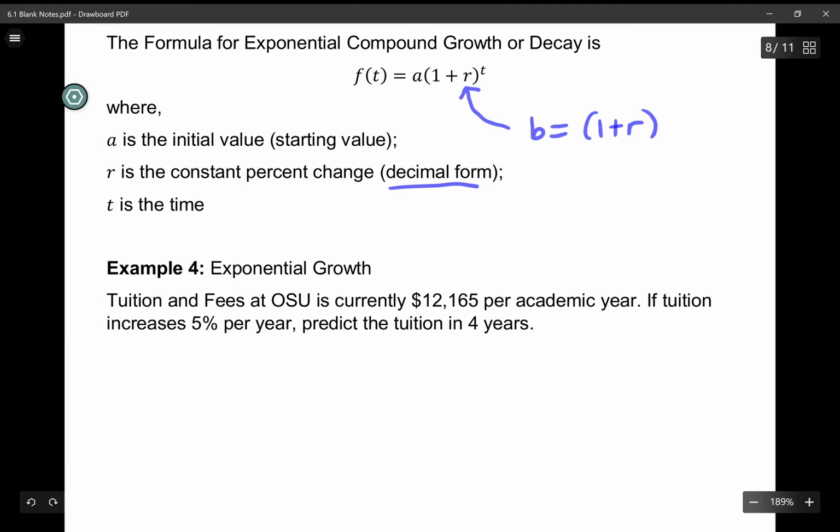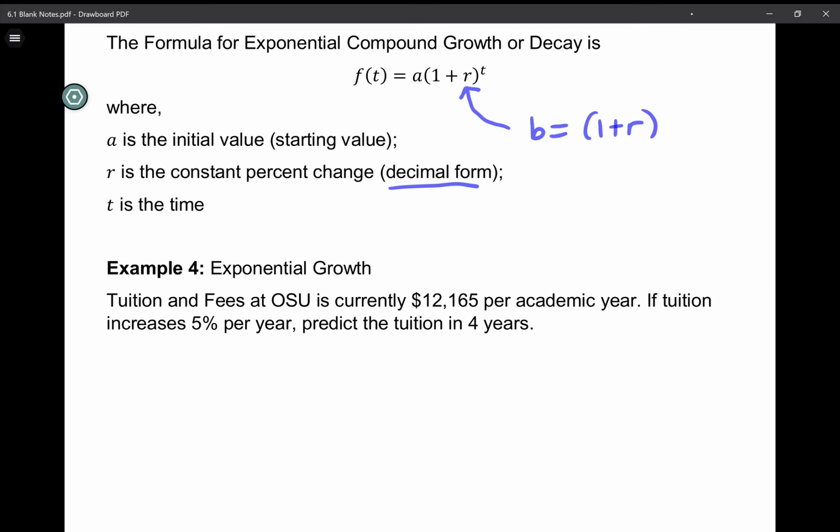Tuition and fees at OSU are currently $12,165 per academic year. If tuition increases 5% per year, predict the tuition in 4 years. So the first thing we're going to do is you could just sit down and compute this by computing after the first year, the second year, the third year, and the fourth year.